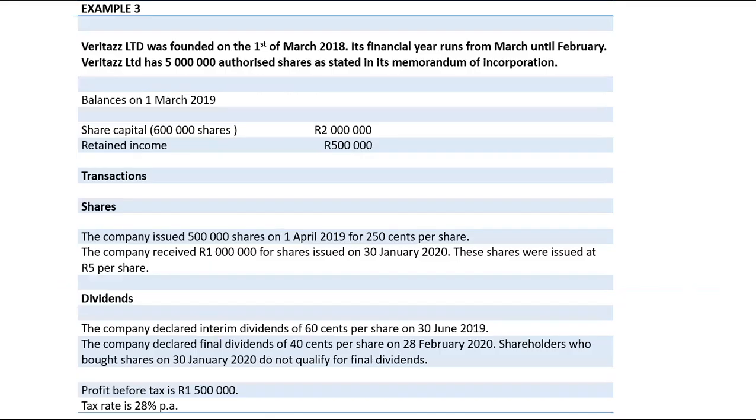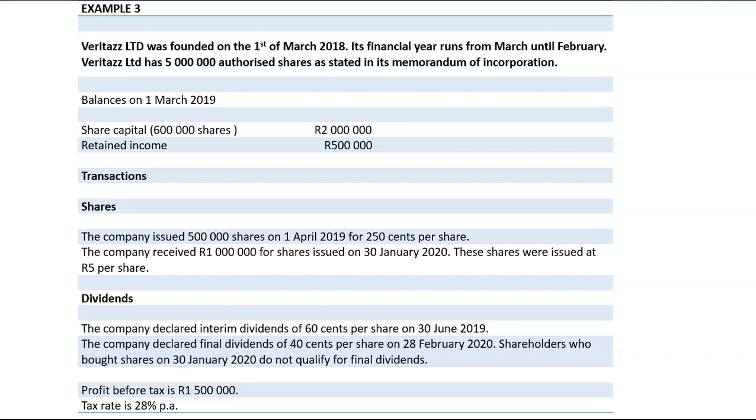Let us look at this question here. Veritas Limited was founded on the 1st of March 2018. Its financial year runs from March until February. Veritas Limited has 5 million authorized shares as stated in its memorandum of incorporation. And we've got share capital, and these are the balances on the 1st of March 2019. We've got share capital of 2 million, which is made up of 600,000 shares. And the retained income at the beginning of the year was 500,000. Now let us read transactions.